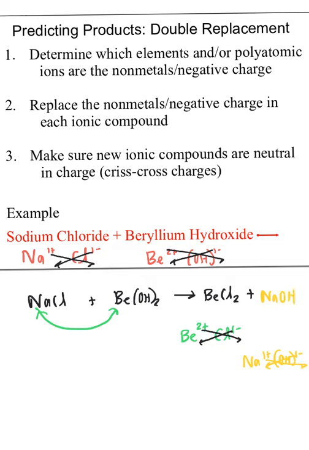And now we can balance. I see 2 chlorines on this side. I need 2 over here. 2 sodiums. That's 2 hydroxides, so we are good.